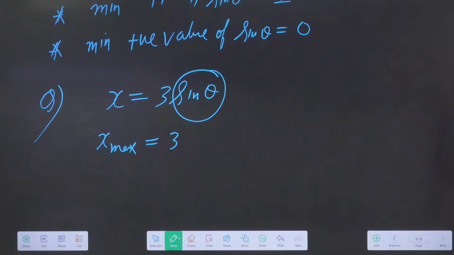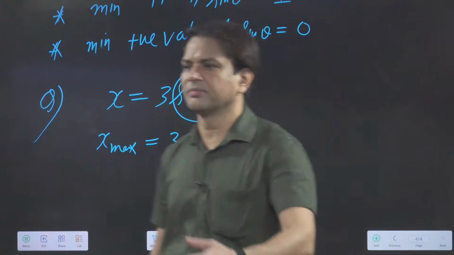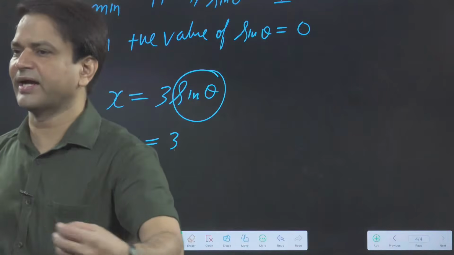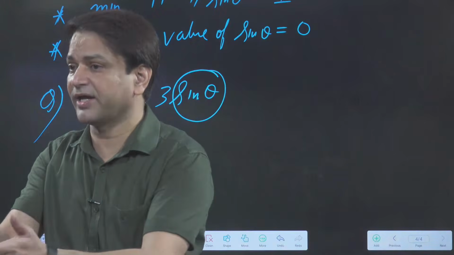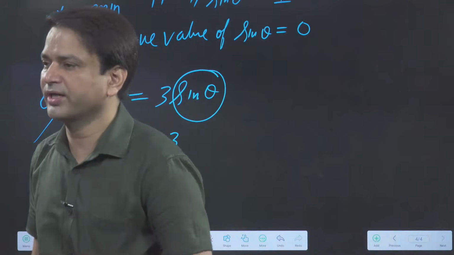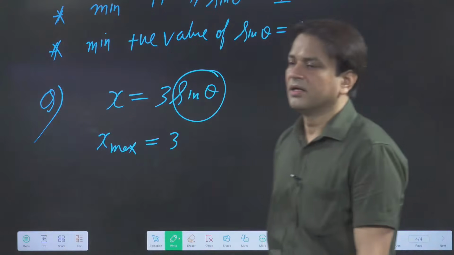Like that we are using it in SHM, y is equal to a sine omega t. What is the maximum value of y? That is a, it is called the amplitude. Later all this we will discuss.